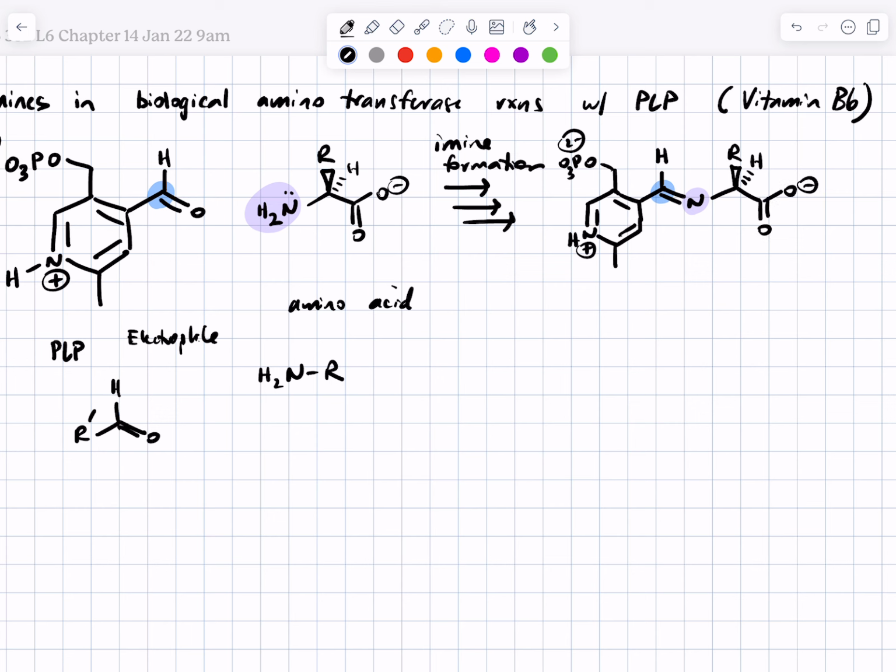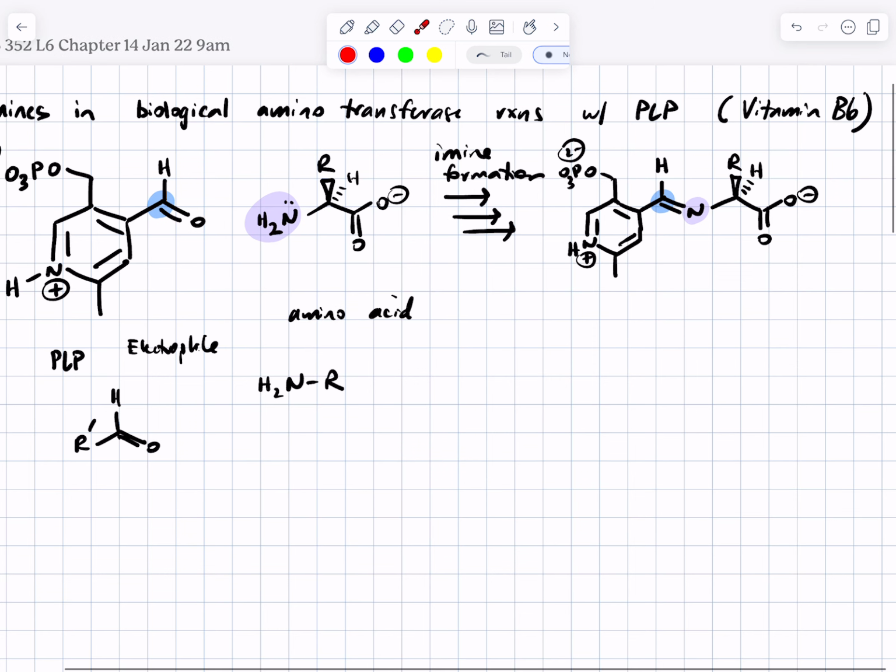Okay, so that's the imine that we made from the aldehyde and the nitrogen. Questions about that? Do you see where that came from? Do you see how that's an imine functional group? Okay, so that part just applies what you learned last time.